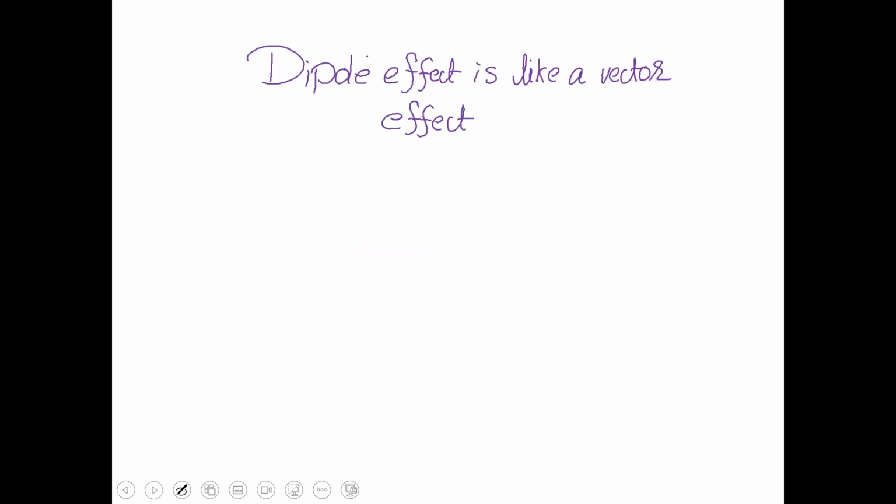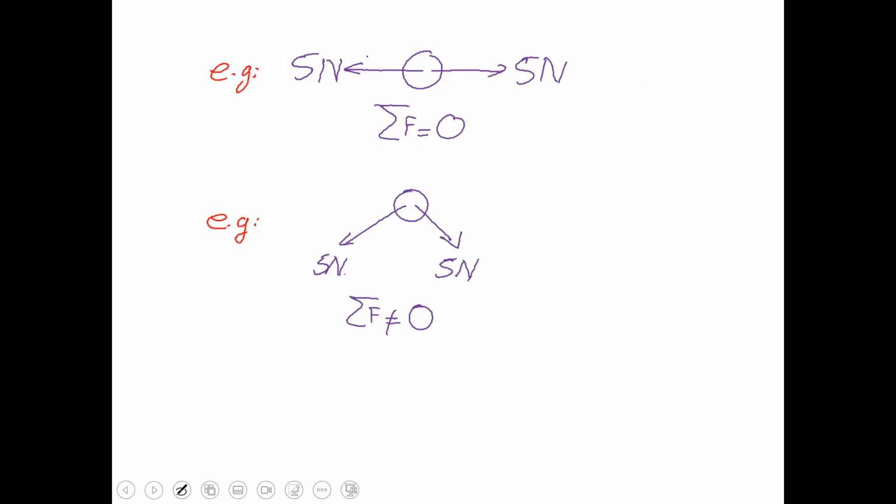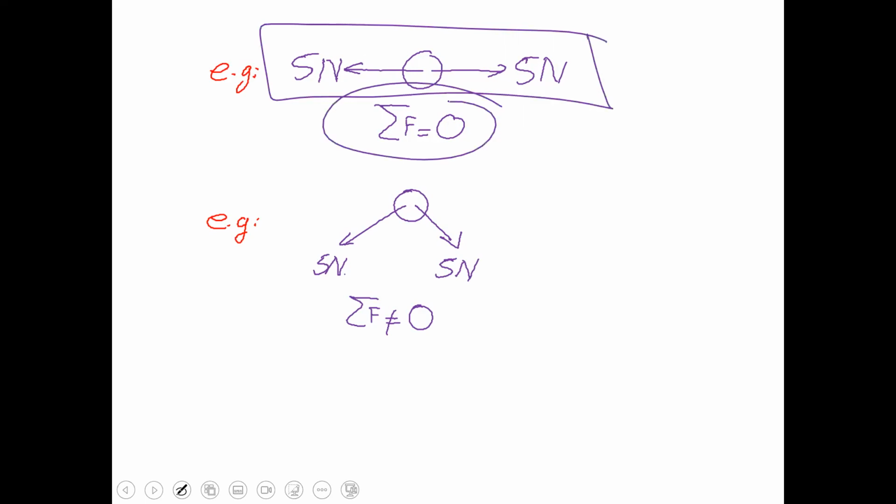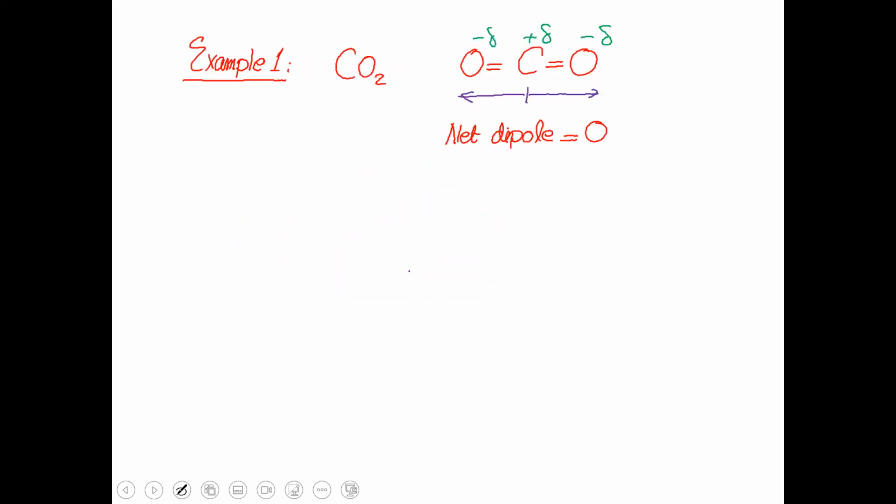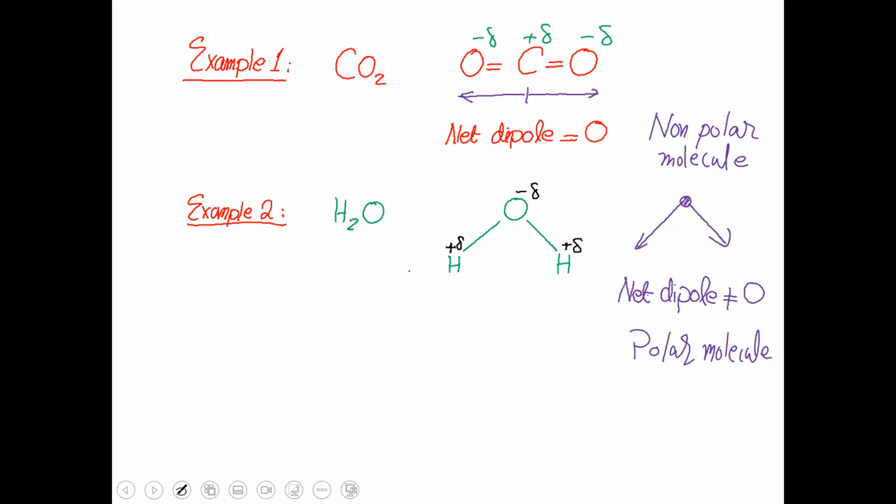Dipole effect is like a vector effect. And remember, it's a game of the shape. It is a straight molecule, so the resultant is 0. It's a bent shape, so the resultant is not 0. We discussed that, for example, CO2, carbon dioxide, is a linear molecule, so the dipole is 0. But water is a bent shape, so the dipole is not 0.